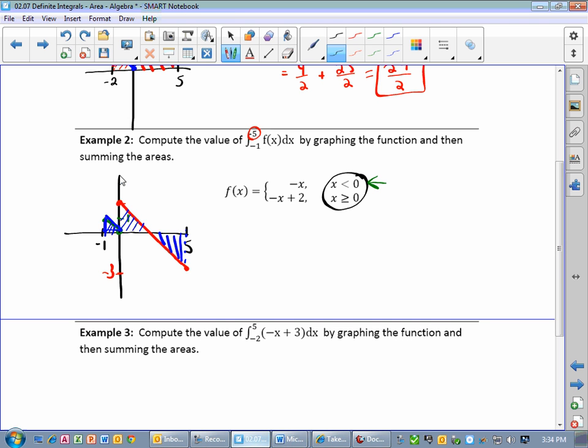Where it crosses the x-axis, right? What's another word for where it crosses the x-axis? Someone give me another word for it. Zero, root, x-intercept, solutions. These are all things that can show up.